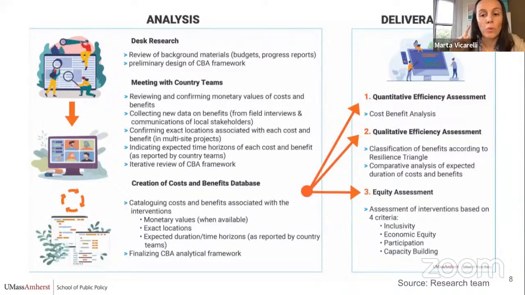And so we wanted to map out these benefits, and we did, creating a catalog of all the benefits that could not be monetized and not included in the cost benefit. And lastly, the third deliverable is an equity assessment, where we also investigated the distribution of these benefits.